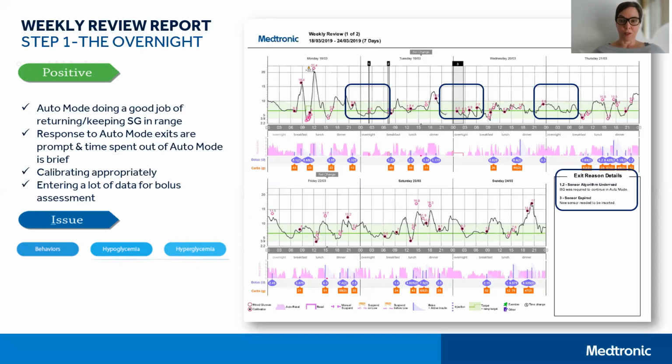And again, as already discussed, one of the things we might want to better understand would be the sensor algorithm underread, when and why it's happening. But for this person, it's only happened twice and in quick succession, so it may well have been an anomaly.